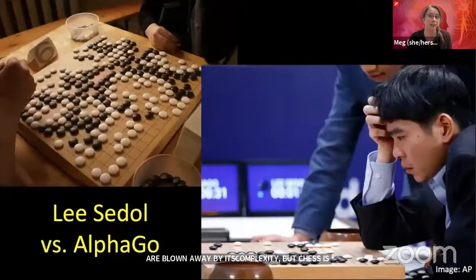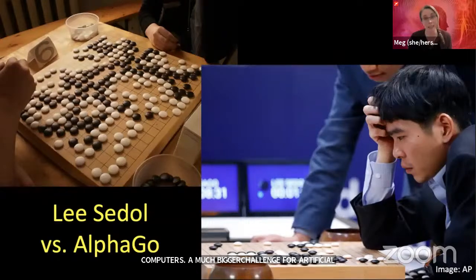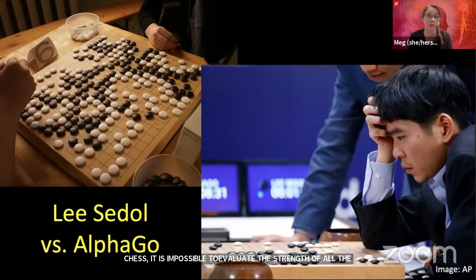A much bigger challenge for artificial intelligence is the game of Go, because unlike chess, it's really impossible to evaluate the strength of all those branching possibilities just by looking at the board at a certain time. And in 2017, there were big headlines that Google's AI AlphaGo beat the Go expert Lee Sedol in a 5-game match. And that was truly another milestone for artificial intelligence.